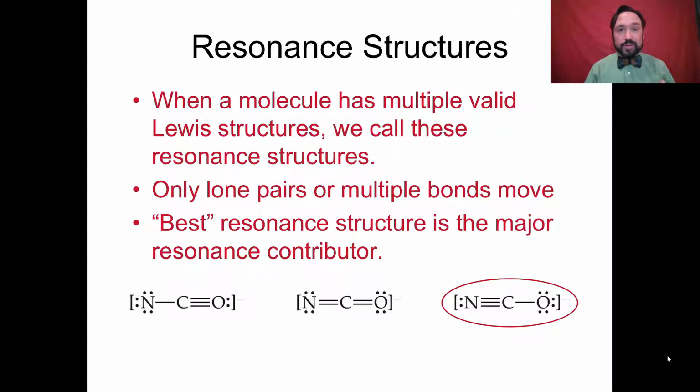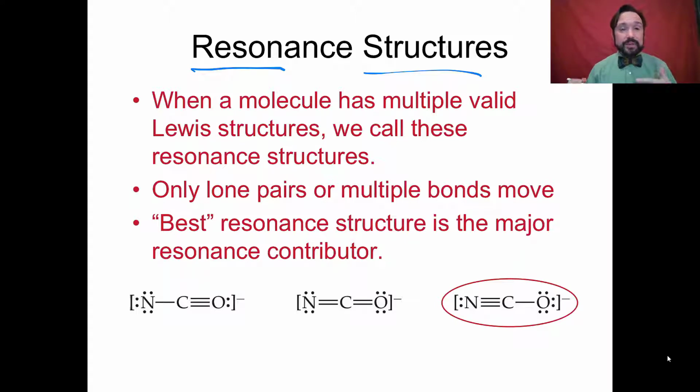In the last video, we looked at how to make Lewis structures. One thing we didn't address is what happens if we get to the end of those 5 steps and we've got more than one valid Lewis structure. This is the case when we run into things called resonance structures.